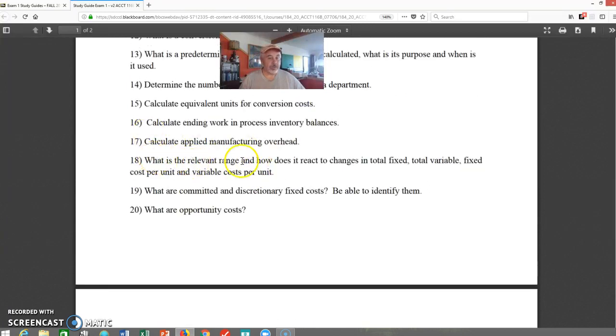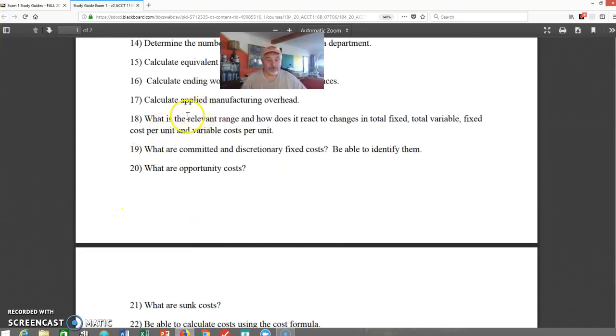Number 18, what is the relevant range? How does it react to total fixed costs? So basically, we talked to you about total fixed costs. A relevant range is just the endpoints of a certain quantity, where any quantity that is used, consumed, purchased, rented within that area, that fixed cost will remain the same. Once you go one unit above that, you'll jump into typically a higher tier, and that fixed cost will be the same between the next two endpoints. Okay? Make sure you can give me an example of that as well.